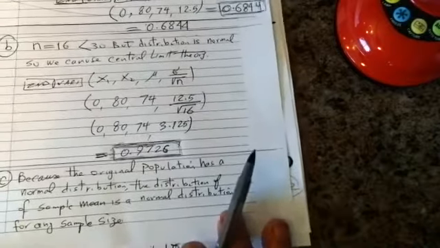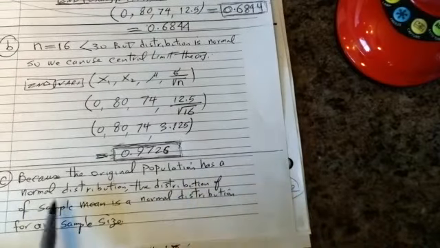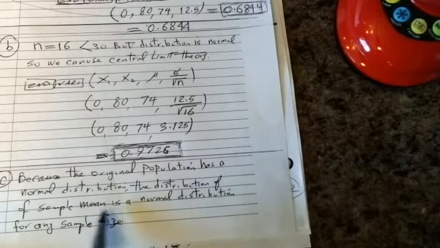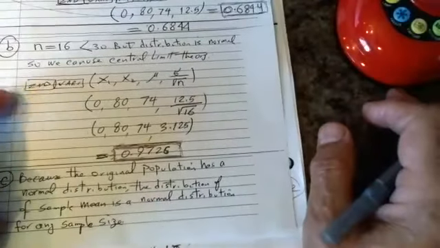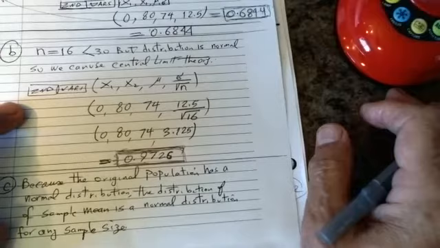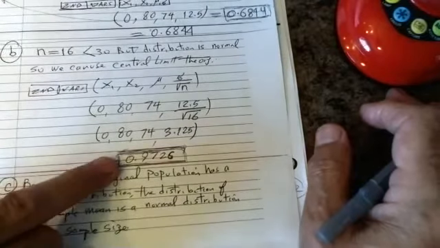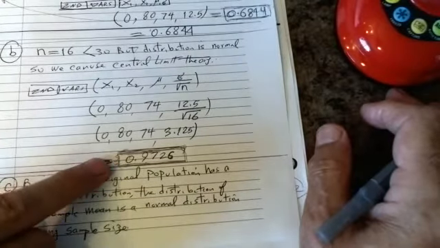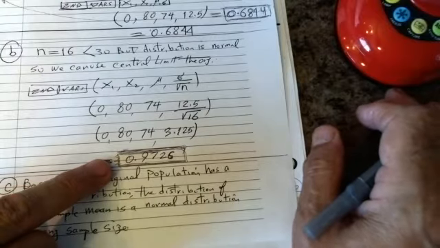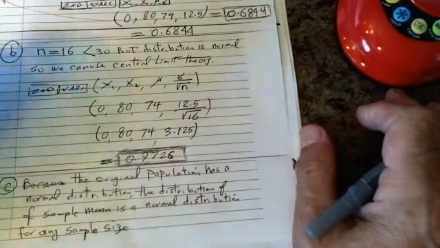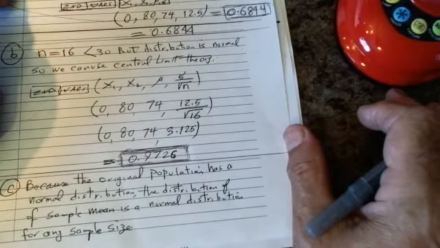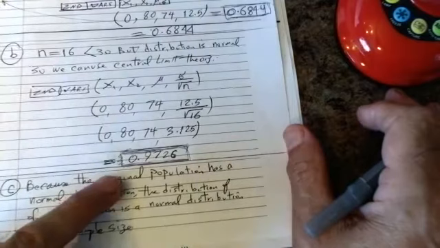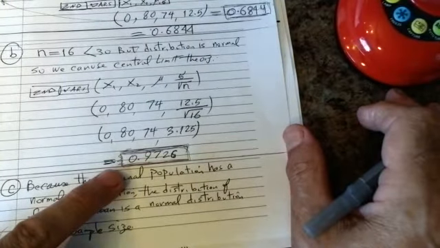And then here it said, because the original population has a normal distribution, the distribution of sample means is a normal distribution for any sample size. They're asking what is it that we are selecting this one? First of all, you get a good distribution here. And second of all, the population was normally distributed originally. And that's why the probability is almost 97% here.